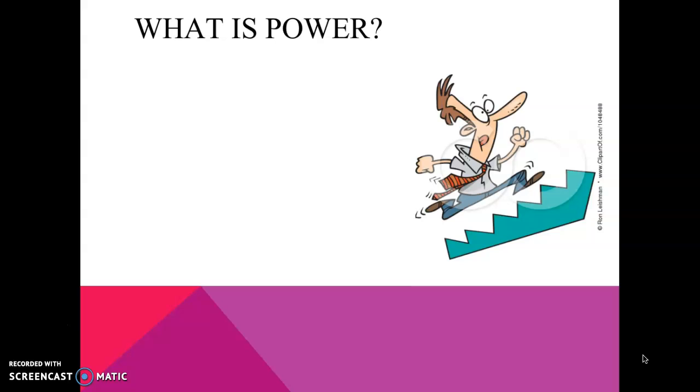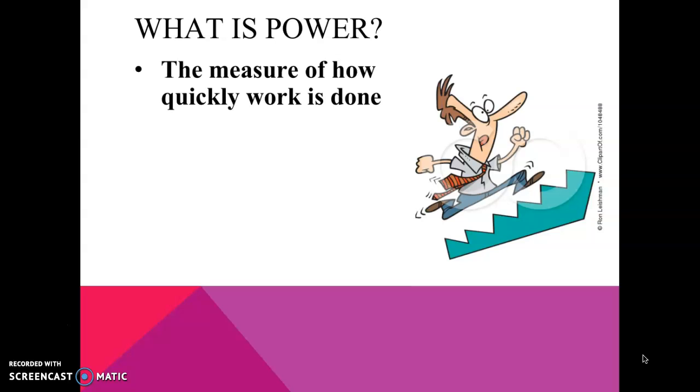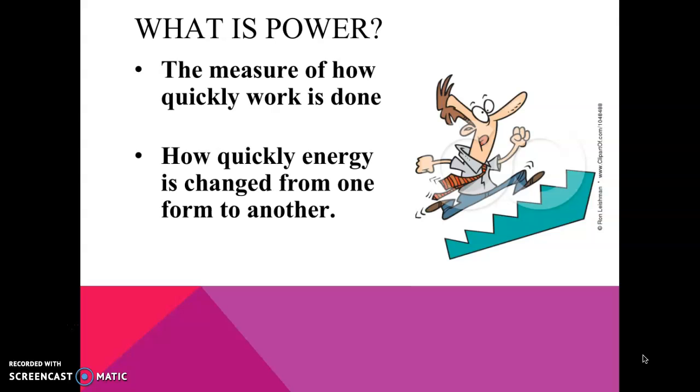So what is power? Power is the measure of how quickly work is done. In last class we looked at work, so pause the video and review work if you are not sure what work is. Power is also how quickly energy is changed from one form to another. Make sure you pause the video and write this definition down.